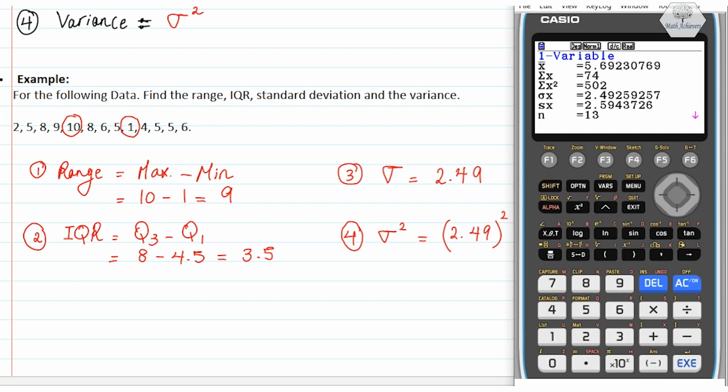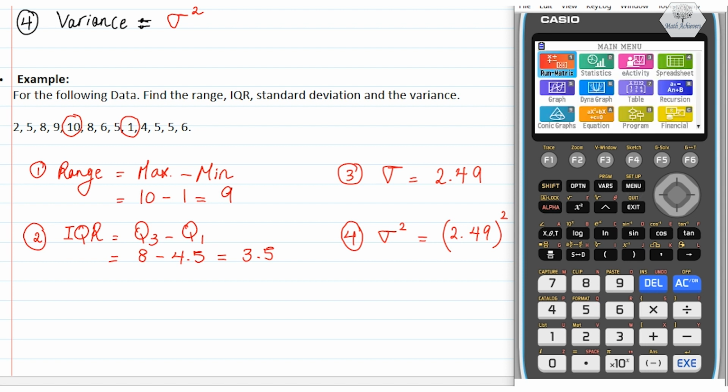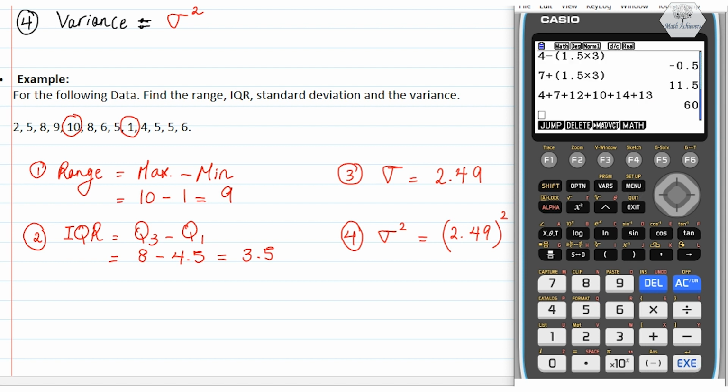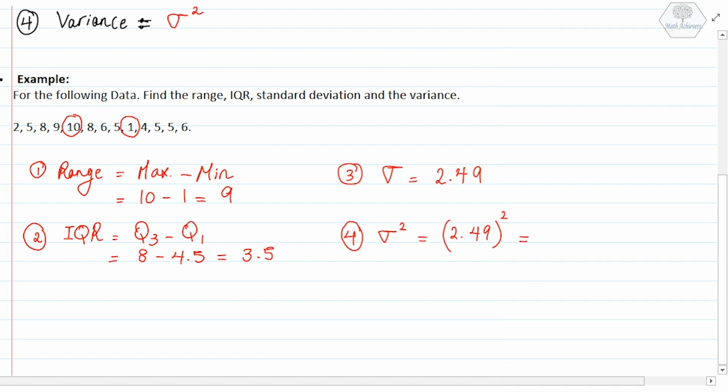I go to run matrix. And I have 2.49, all of it squared. And this gives me 6.20 to 3 significant figures. By this, I found the range, the interquartile range, the standard deviation, and the variance, which is sigma squared.